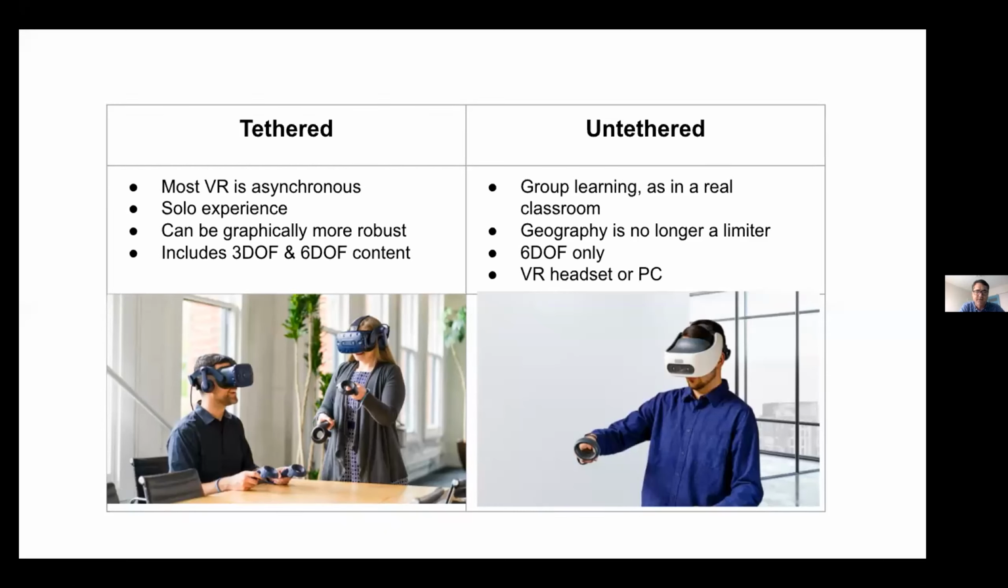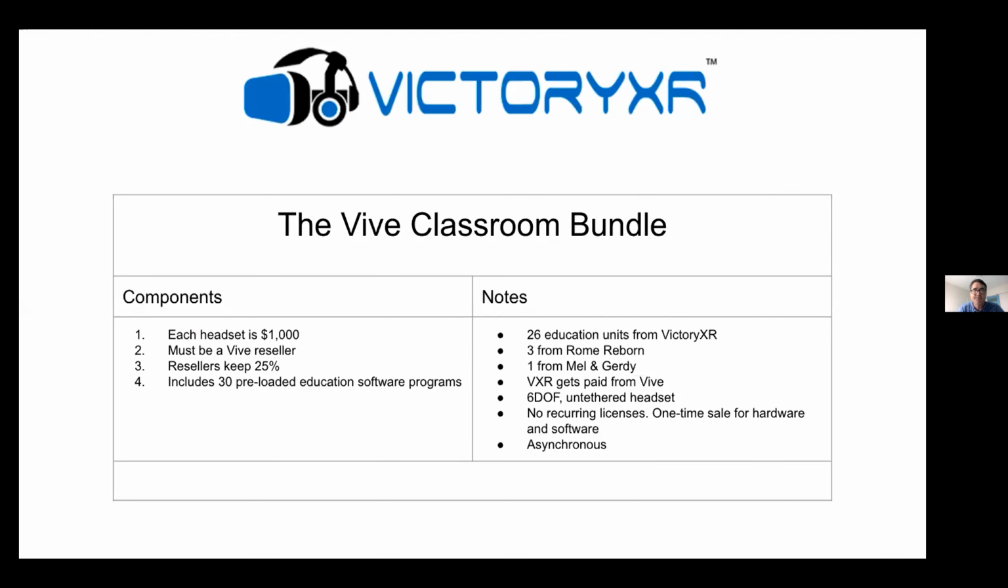So we covered tethered versus untethered, but the bottom line is that you can see on the left, you've got the Vive, and you've got that cable that runs out of that, and that's going to a computer. On the right, you just simply have no cable whatsoever. Tethered can work on 3 DOF and 6 DOF content. This untethered headset is a 6 DOF headset, so you're getting the premium experience.